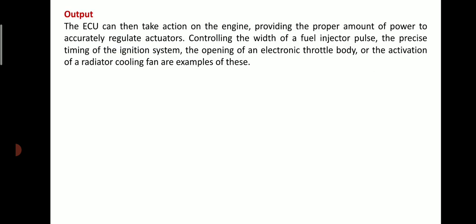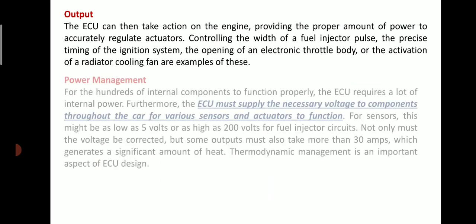Third is output. The ECU can then take action on the engine, providing the proper amount of power to accurately regulate actuators. Controlling the width of the fuel injector pulse, the precise timing of the ignition system, the opening of an electronic throttle body, or the activation of the radiator cooling fan are examples of these.